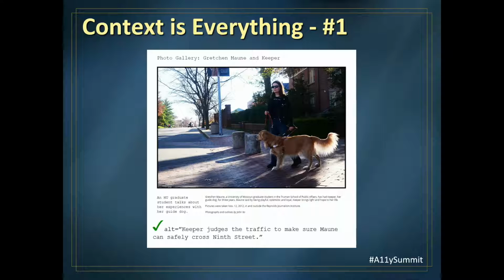So in this case, we're basically just explaining what she's doing. She's traveling across campus, and you'll see here, Keeper judges the traffic to make sure that Monty can safely cross 9th Street. So in this case, that was a successful use of the alt text.